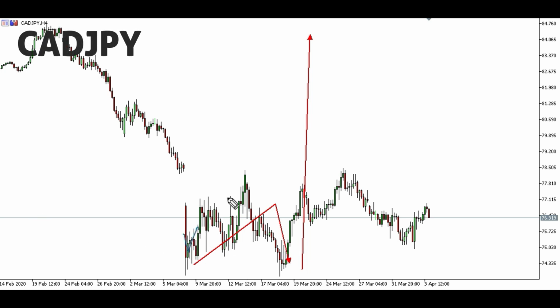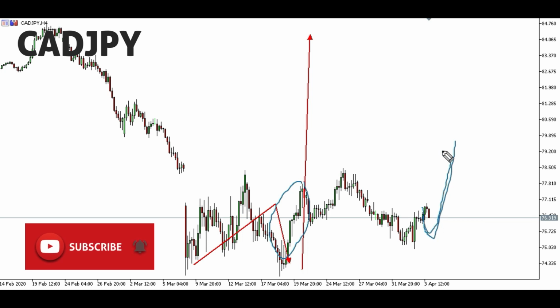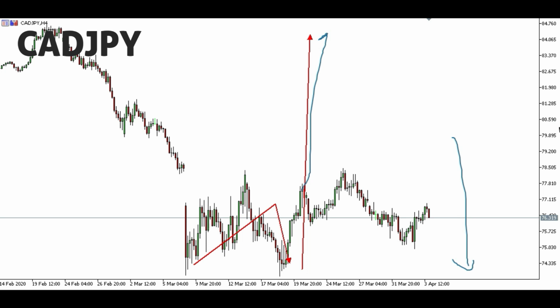This is CAD JPY. For CAD JPY, we focused at this correction here, then this last down. And after this last down, we see that we're looking forward for an up move. And we got that up move, then whatever we're getting here is just a correction. So next, we're expecting a sharp up similar to this sharp up here. Then after we get this sharp up here, this whole thing here might just be a correction, and then we look for one more last down before we go for this up move.